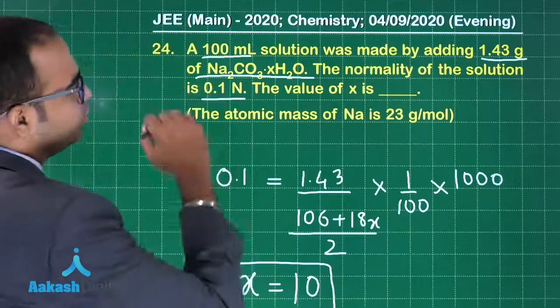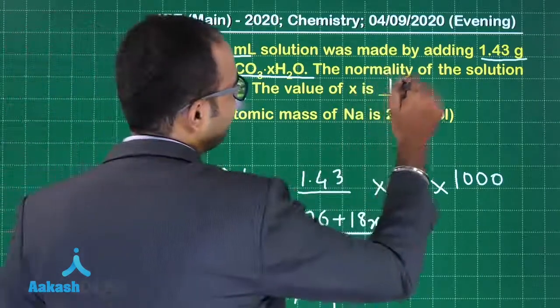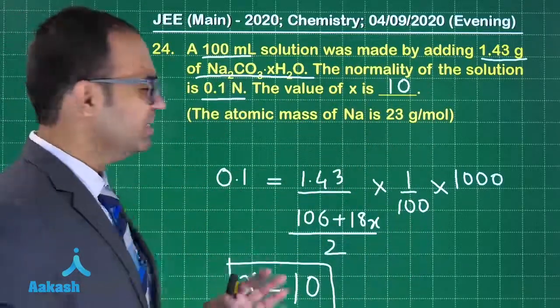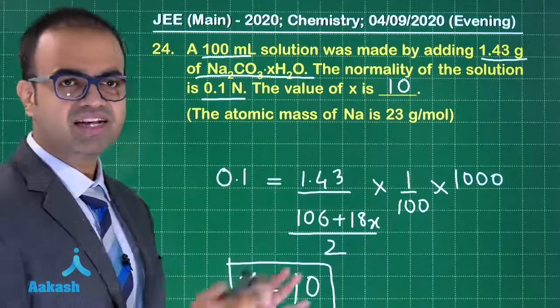So how many molecules of water do I have over there? I have 10 molecules of water, guys. Yes, is it clear, guys? Just calculation involved, nothing else. Know the formula for normality and solve this.